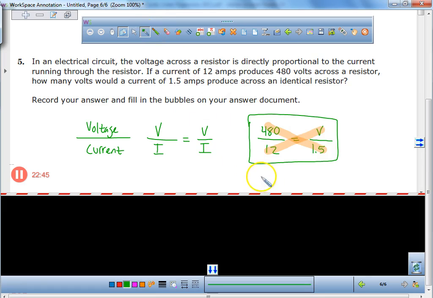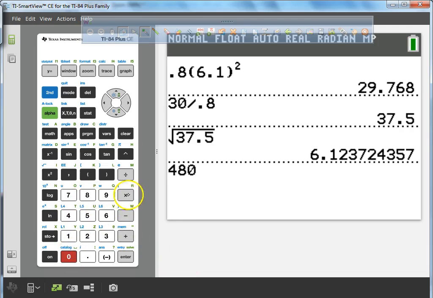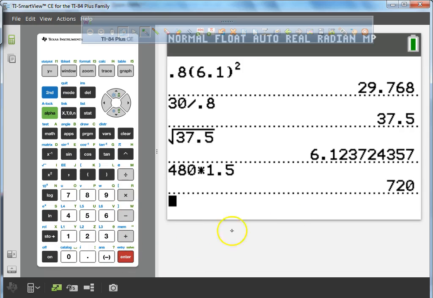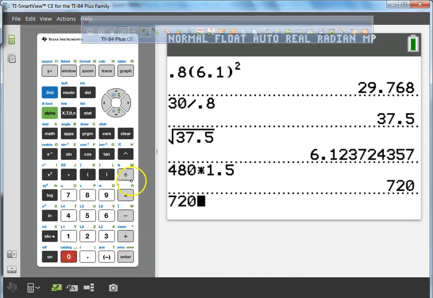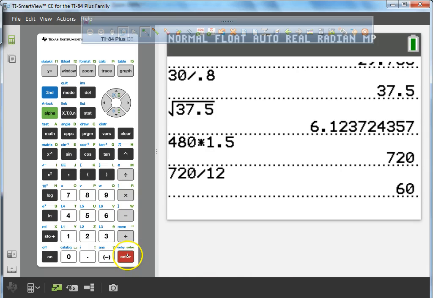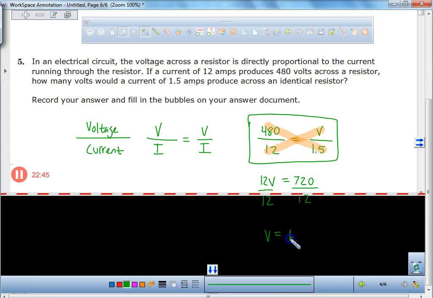All right, what you guys should have done is cross multiply. What is 12 times V, everybody? 12V. What is 480 times 1.5? I believe it's 720. I believe 480 times 1.5 is 720. So what would we have to do to solve for V? Divide both sides by 12. So V is equal to 720 divided by 12. That's all you guys had to do. Which is what? There we go.